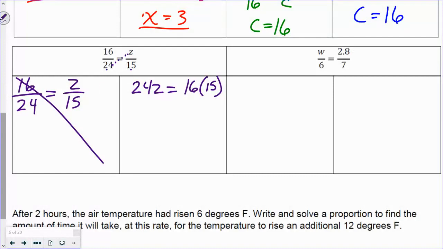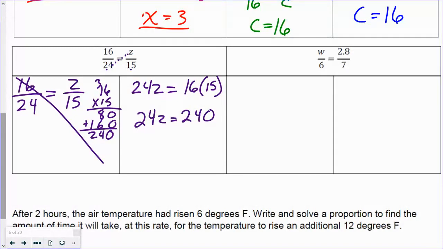Okay, so 16 times 15. That's 30, 5, 6, 7, 8, and then 16. So we get 240. 24z equals 240. And then, of course, we have multiplication. The inverse of multiplication is division. Whatever you do to one side, you have to do to the other side. We've been doing one-step equations since December.